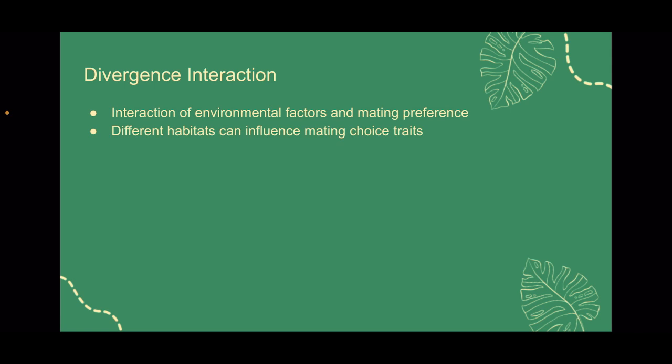Divergence interaction. There are many instances in biological systems where both environmental factors and mating preference interact. Differing habitats have the ability to influence traits that are involved in mating choice, causing populations to diverge.